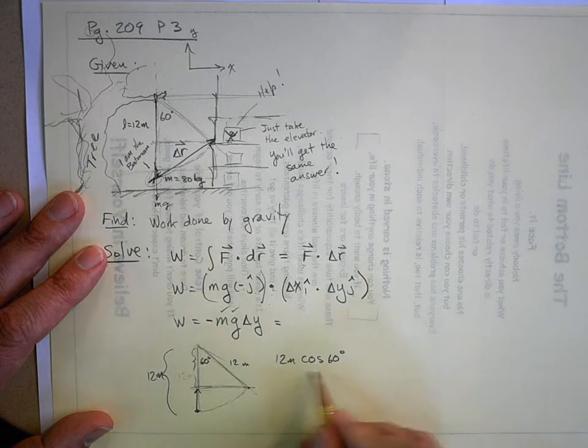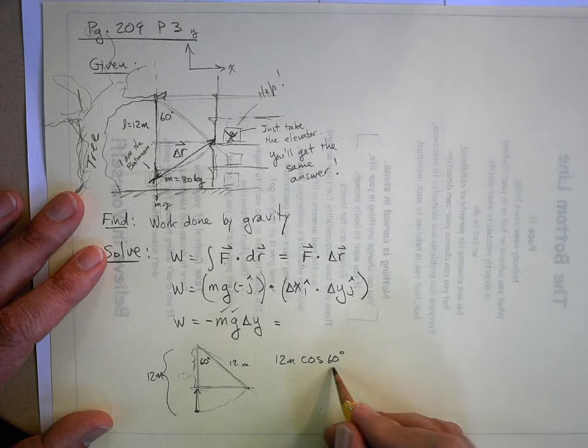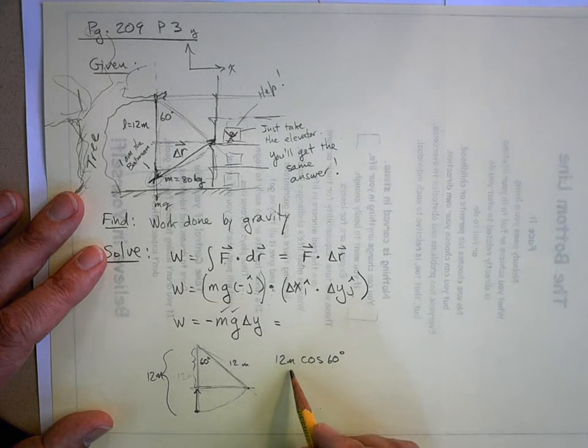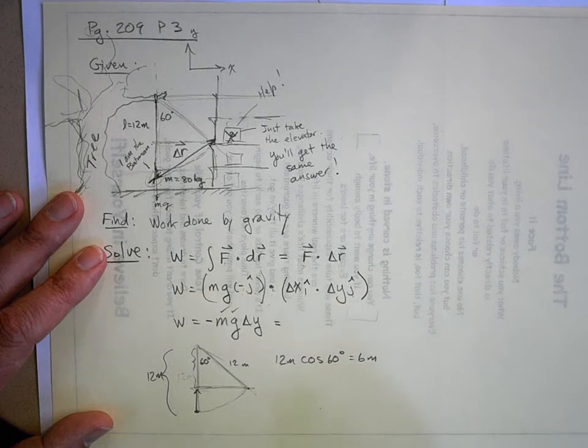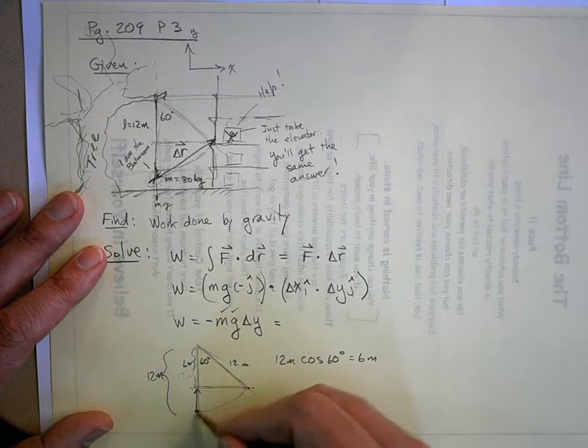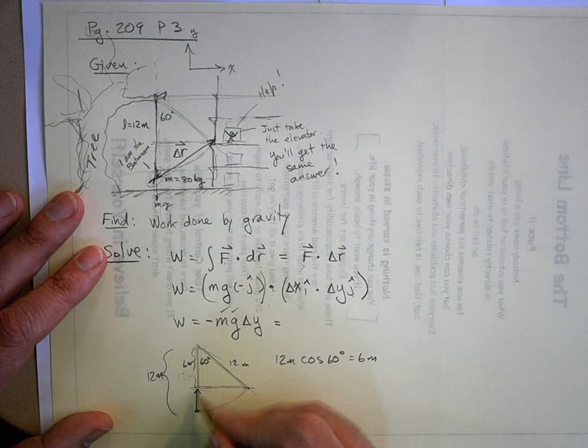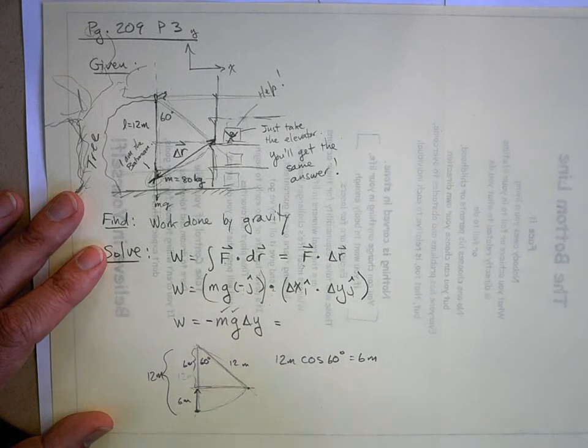Now, what is the cosine of 60? It's 1/2. So 12 times 1/2, that's going to be 6 meters. So if this is 6 meters, then I went up 6 meters. I didn't draw this very well. So this went up 6 meters. So my delta y was 6 meters.